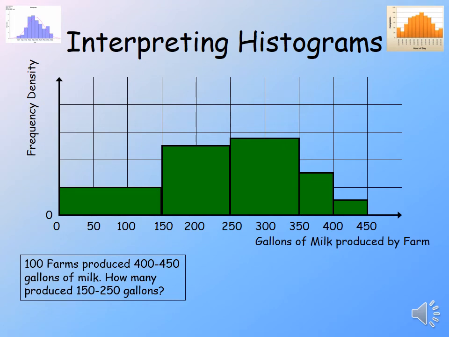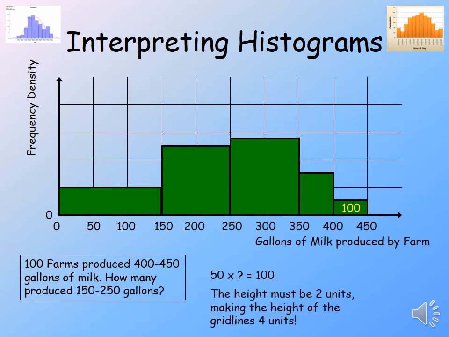So firstly the 100, where does that go? That goes here because we are told so. So the rest must be 50. But what times 50 is 2? The answer is obviously 2. So the height must be 2, making the height of the grid line 4 units. Okay, so that is the grid line.